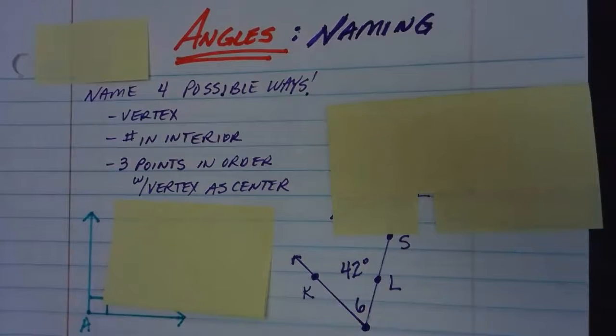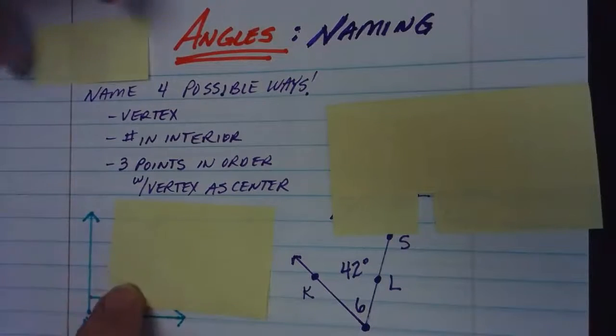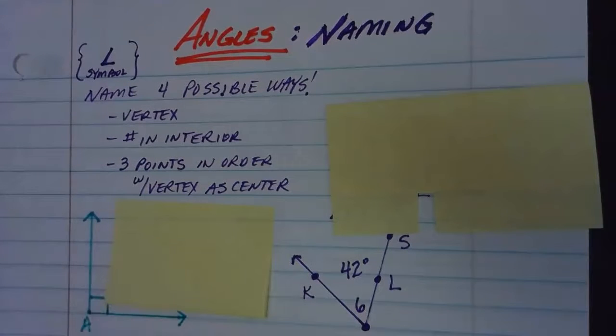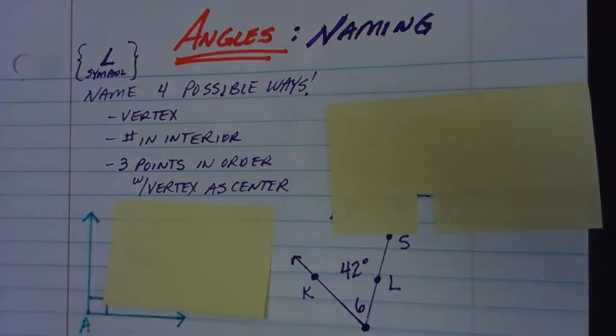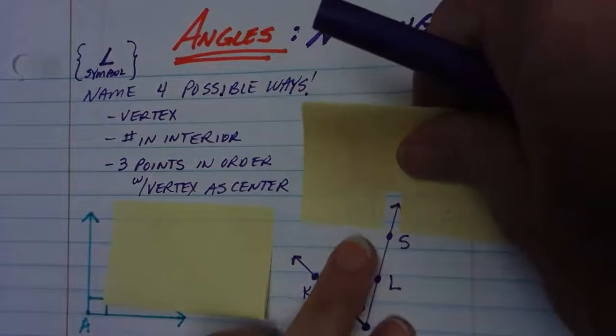Angle naming. Let's make sure you remember what the symbol looks like that you'll use in each name. It's not a less than sign. It's not the letter L. It's this symbol right here, and it'll go in front of each way we name it as we come down the page. There are 4 possible ways to name any angle, but not all angles can be named 4 ways because they don't always give you the amount of information to do that.